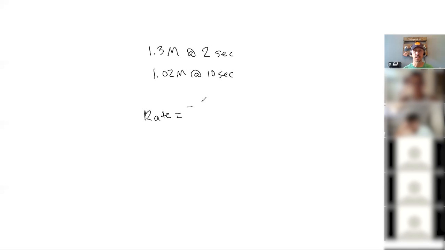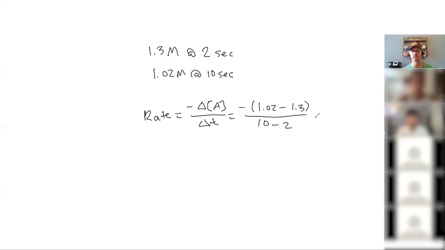So we say negative change in the concentration of whatever compound, we don't know what it is, over the change in t. You always start with the ending value. So the ending concentration was 1.02 minus the starting value, which was 1.3, all over the change in time, which was 10 seconds at the end minus 2 seconds at the beginning. If we punch that in our calculator, we get a positive value of 0.035.